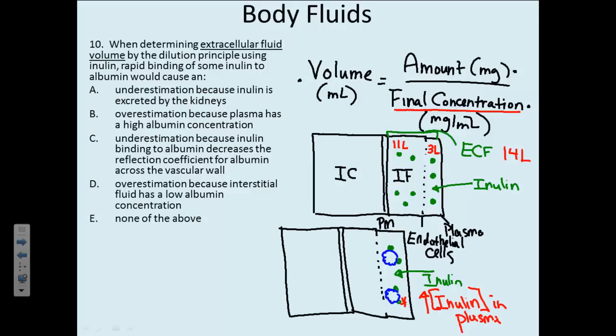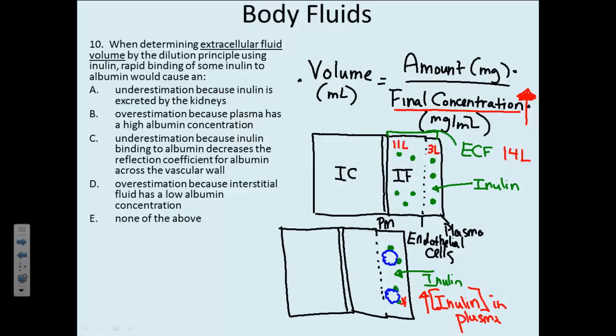So we have to go back up and look at our equation. That's why we had to write it down. We have to think about, well, what would be changing in this situation for our dilution principle? So we just said there's an increase in the inulin concentration just in the plasma. Remember, that's where we measure it from. So what we would see is the denominator of this equation is going to be going up.